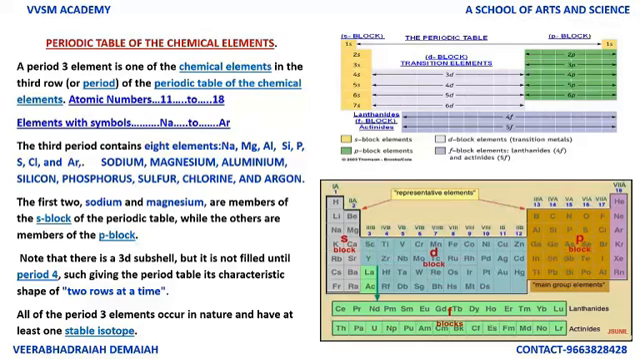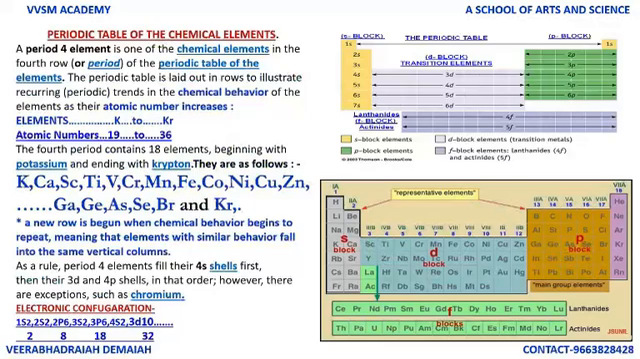My dear friends, the whole periodic table is classified block-wise: s block, p block, d block, and f block, and all are important. So note that there is a 3d subshell, but it is not filled until period 4, giving the periodic table its characteristic shape of 2 rows at a time. All of the period 3 elements occur in nature and have at least one stable isotope.